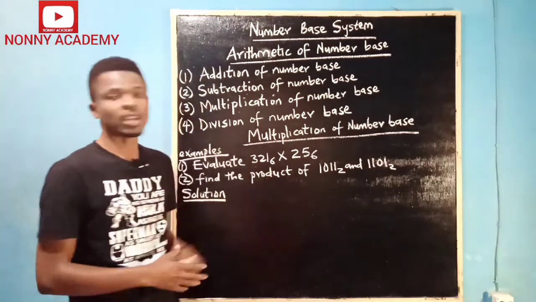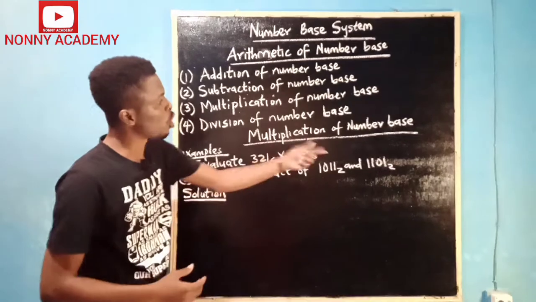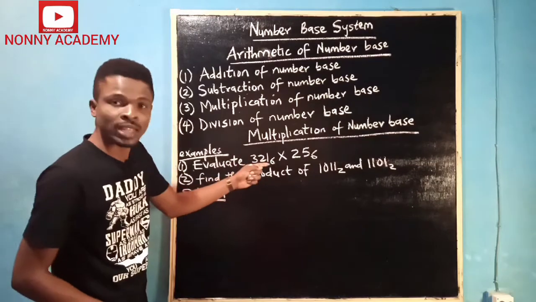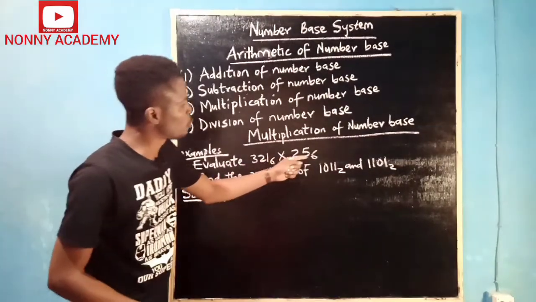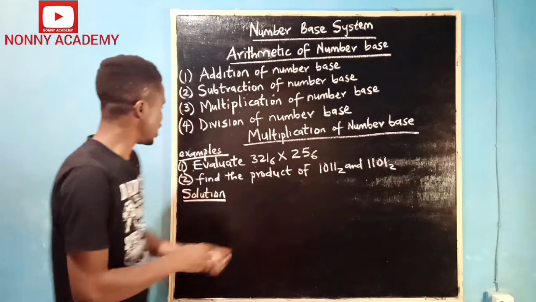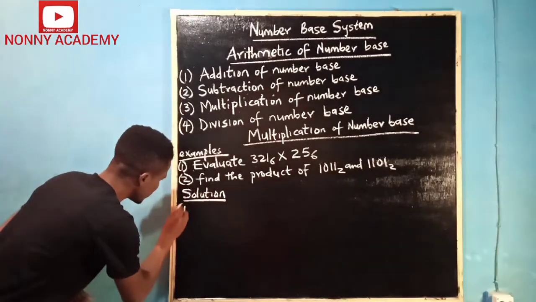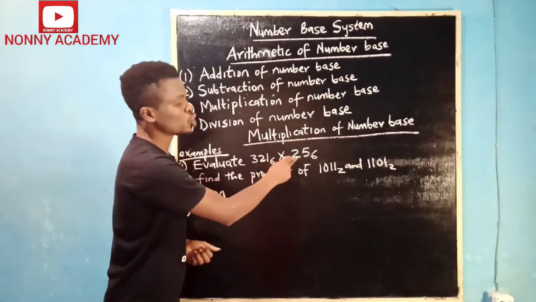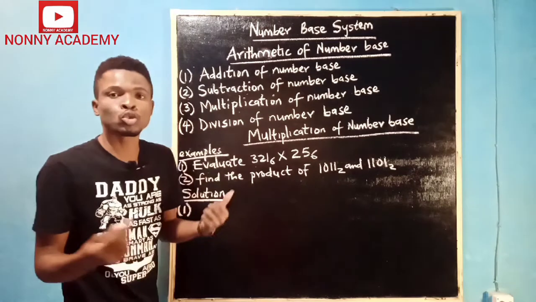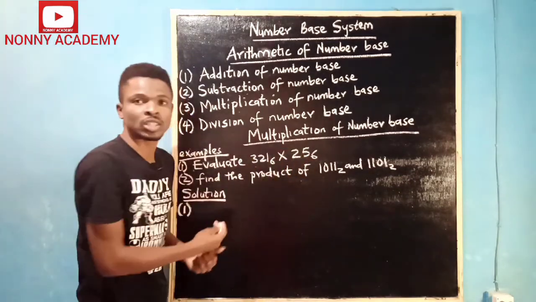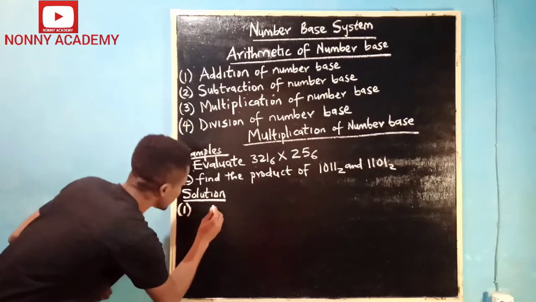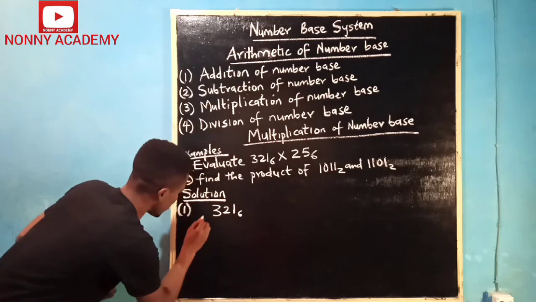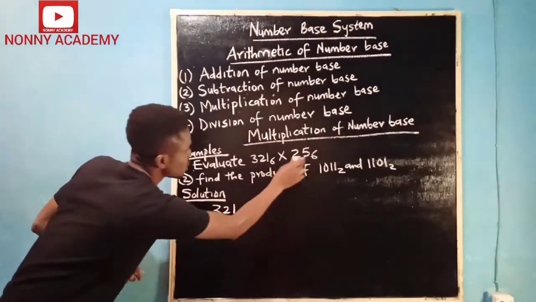Now let's take the first example under multiplication of number base. Example 1. Evaluate 321 base 6 times 25 base 6. Now let's take the solution. Evaluate 321 base 6 times 25 base 6. What they are asking us to do is to multiply these two digits together. Then we have 321 base 6 times 25 base 6.